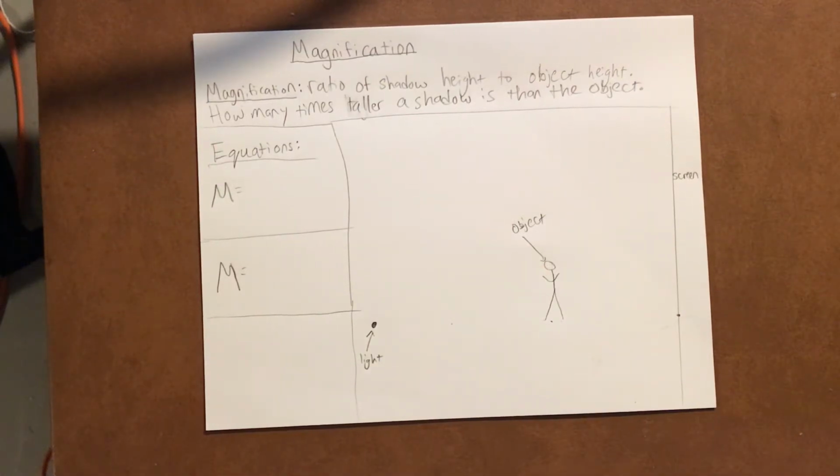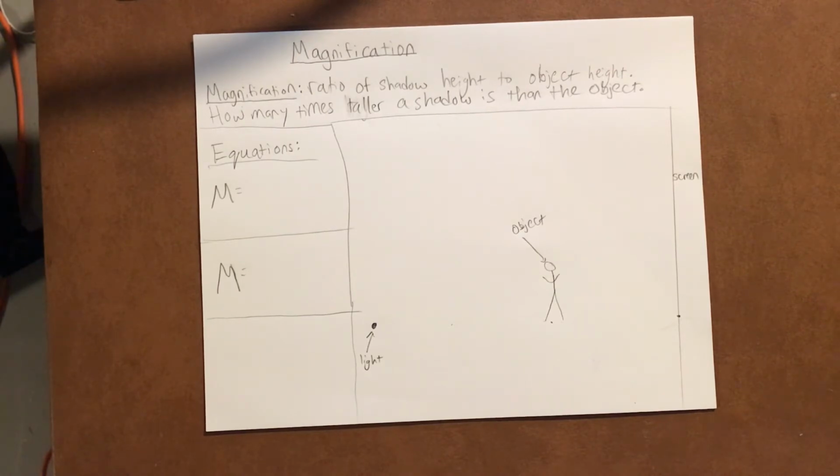Hey guys, this video is on shadows and their magnification. Magnification has to deal with the size of a shadow. How tall is it, things like that. So first, write down your definition of magnification.